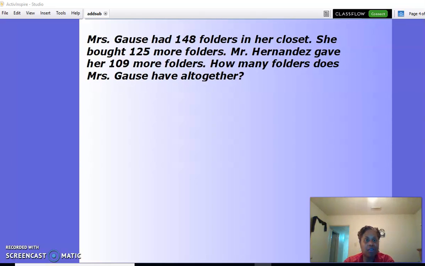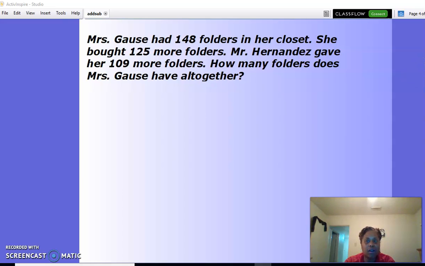Let's solve a word problem. Mrs. Goss had 148 folders in her closet. She bought 125 more folders. Mr. Hernandez gave her 109 more folders. How many folders does Mrs. Goss have all together?